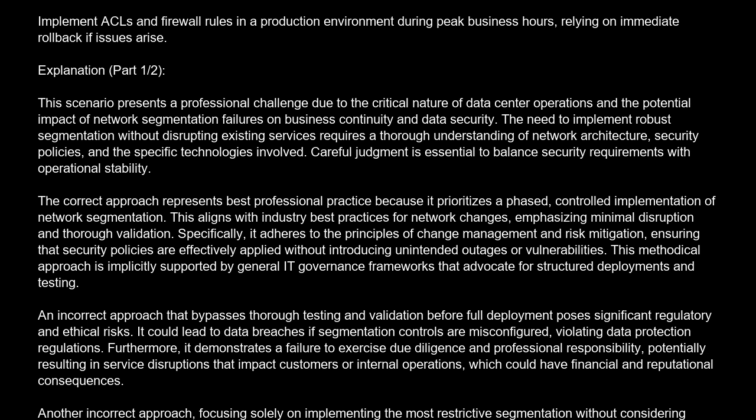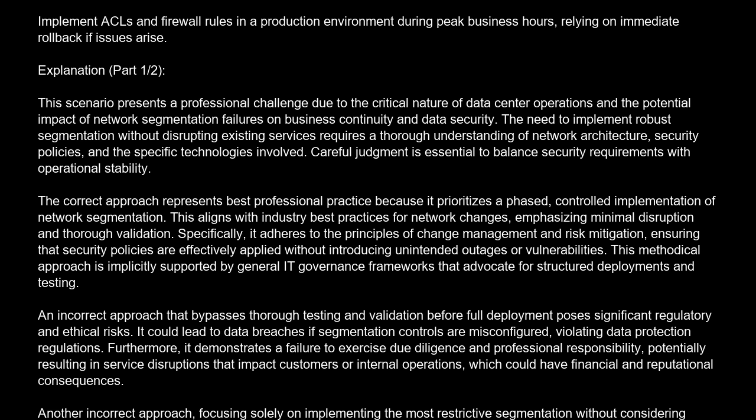The correct approach represents best professional practice because it prioritizes a phased, controlled implementation of network segmentation. This aligns with industry best practices for network changes, emphasizing minimal disruption and thorough validation. Specifically, it adheres to the principles of change management and risk mitigation, ensuring that security policies are effectively applied without introducing unintended outages or vulnerabilities. This methodical approach is implicitly supported by general IT governance frameworks that advocate for structured deployments and testing.